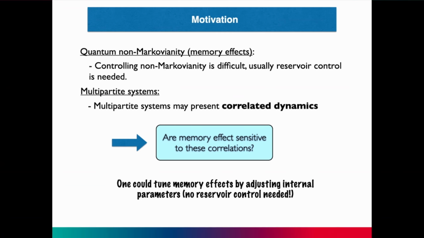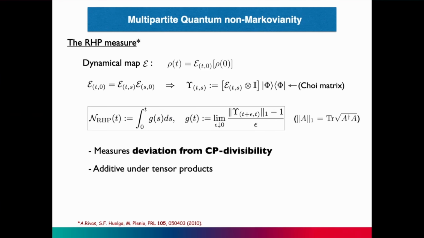And this will be our goal, to find a system that displays this sort of behavior as a proof of concept. But before we can do that, we first need to specify what we mean by non-Markovianity, and our starting point was the RHP measure, which basically assesses deviation from CP divisibility. So if the dynamics is not CP divisible at some time t, this function g of t will be positive, otherwise it will be zero and not contribute to the measure. And this has the nice property that it's additive under tensor products, so it seems appropriate for our purposes in the multipartite case. But along the course of our research, we found two main disadvantages.